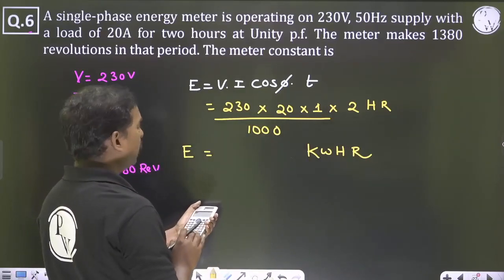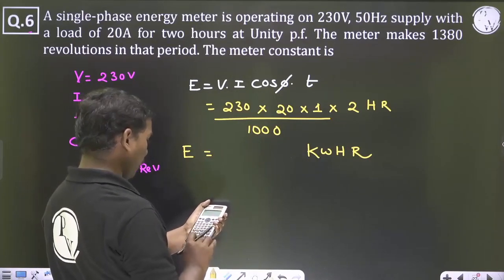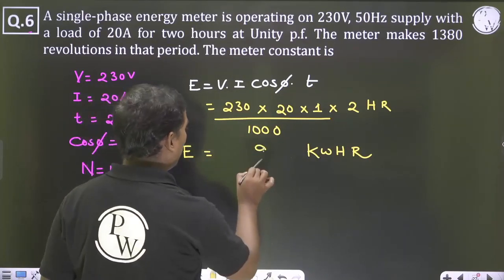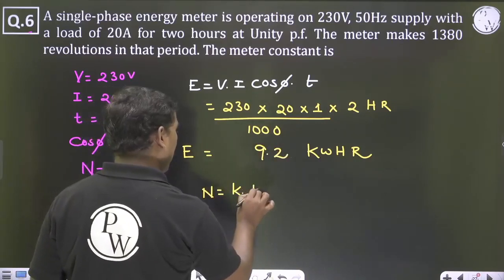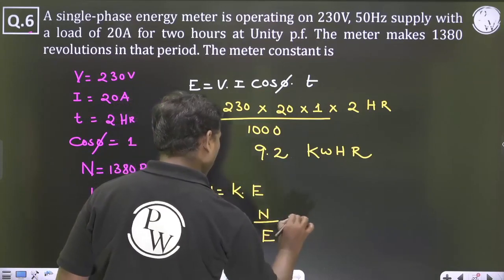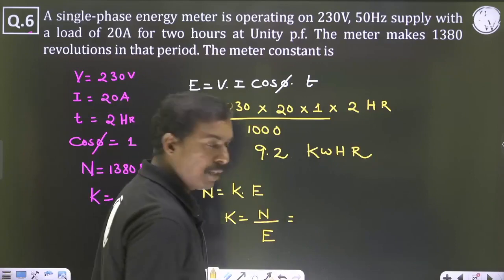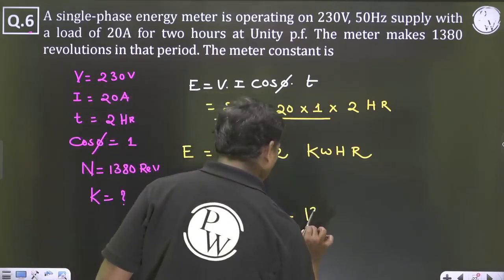230 into 20 into 2 divided by 1000, coming at 9.2 kilowatt hour. N is equal to K into E, and from this K is equal to N by E. So what is N here? N is 1380 revolutions.